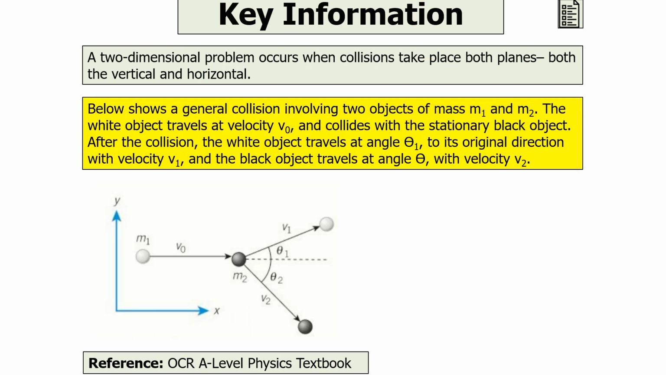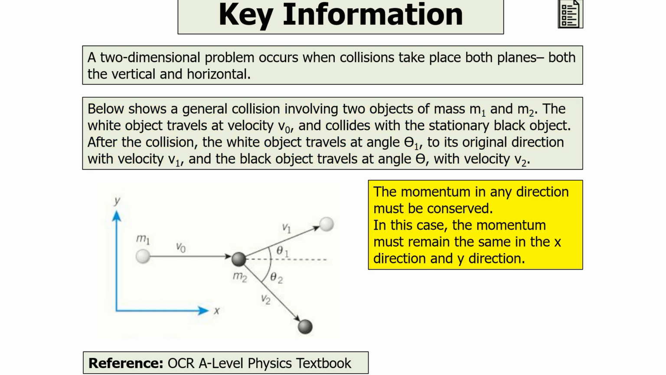Another example would be, below shows a general collision involving two masses, m1 and m2. The white object travels at a velocity v0 and collides with the stationary black object. After the collision, the white object travels at theta 1 to the original direction with velocity v1, and the black object travels at theta 2 with the velocity v2. Now, the momentum in any direction must be conserved. In this case, the momentum must remain the same in the x and the y direction.